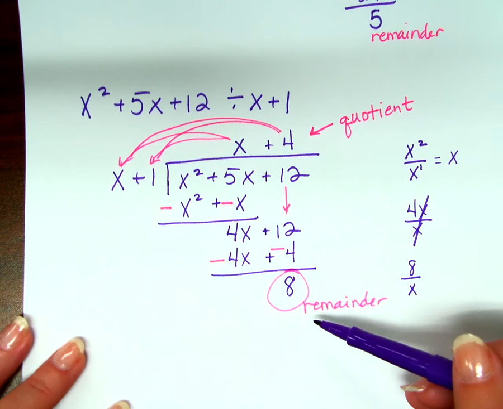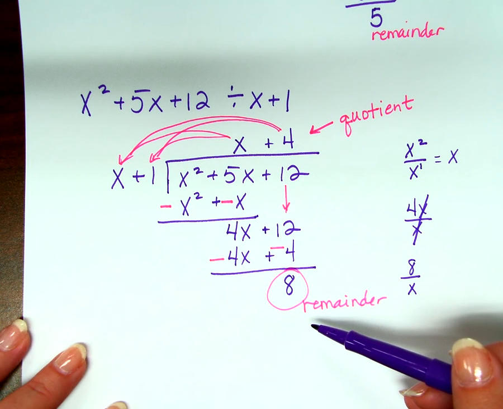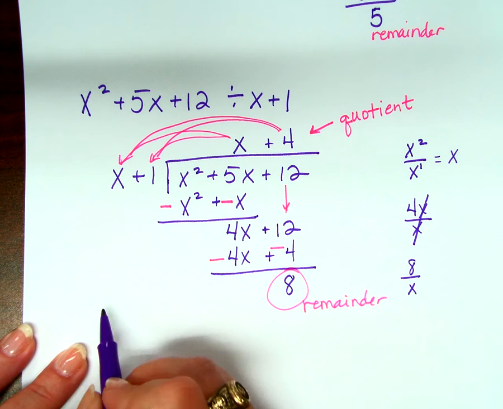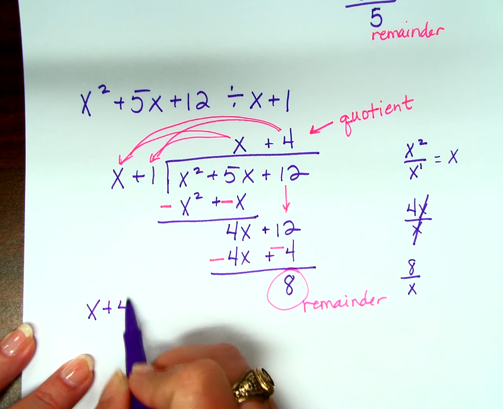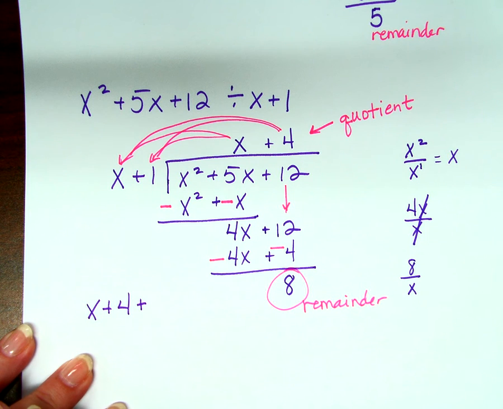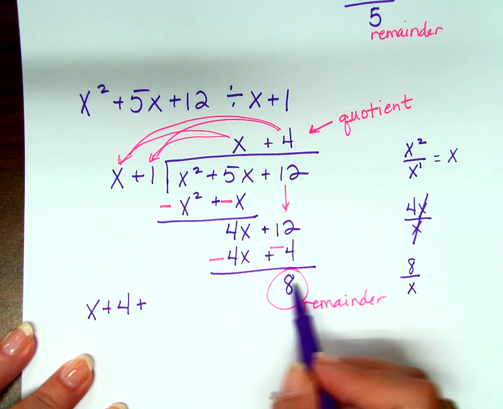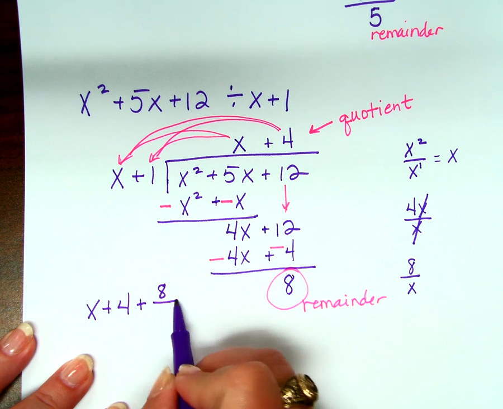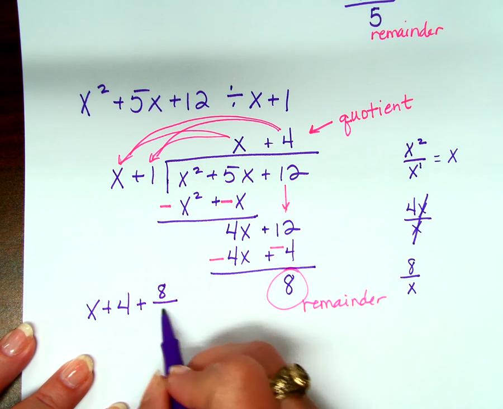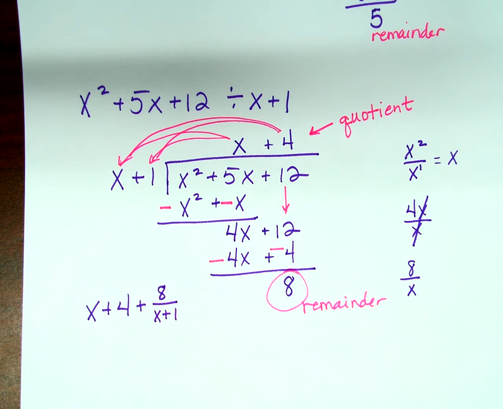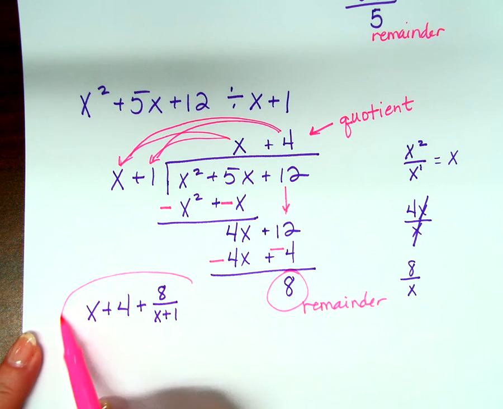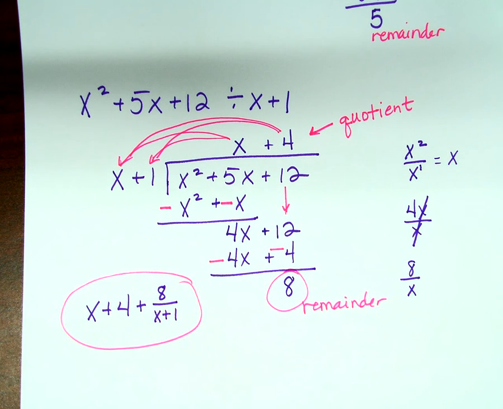So now let's figure out how to write the answer. Okay? X plus 4 plus what? The remainder over what? X plus 1, because that's what I was originally dividing by. That's my answer. Does that make sense? Okay.